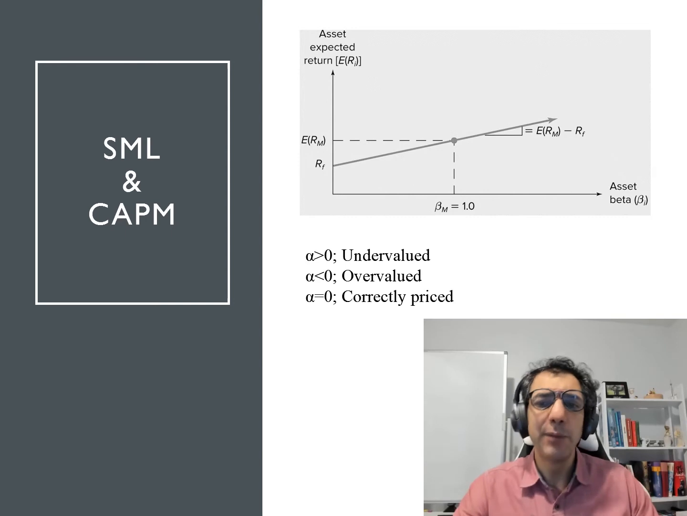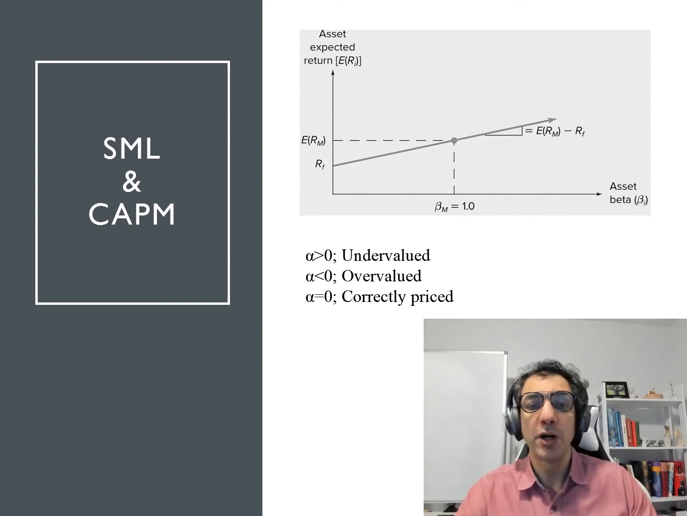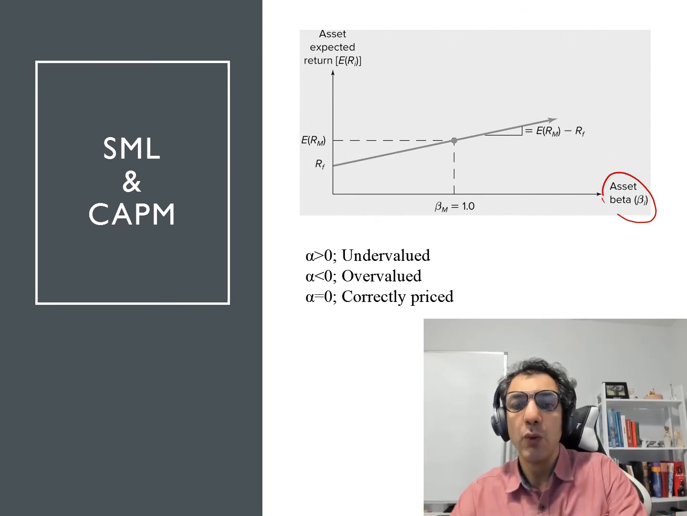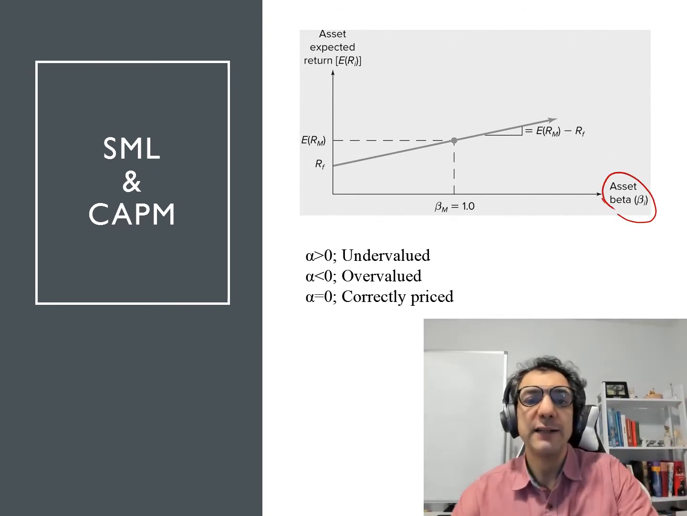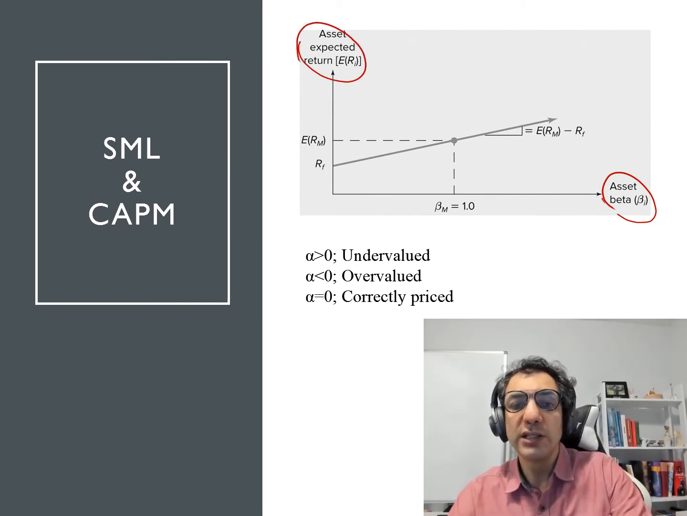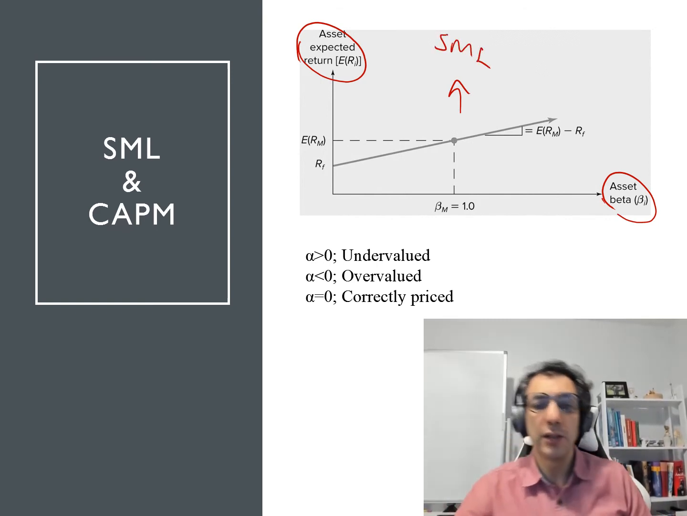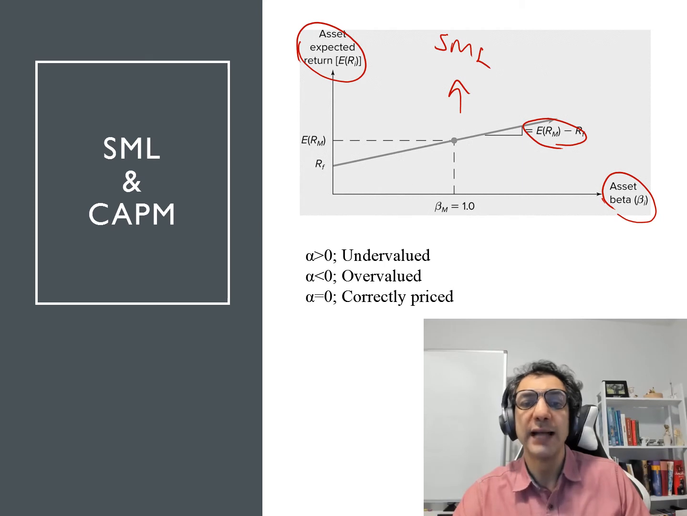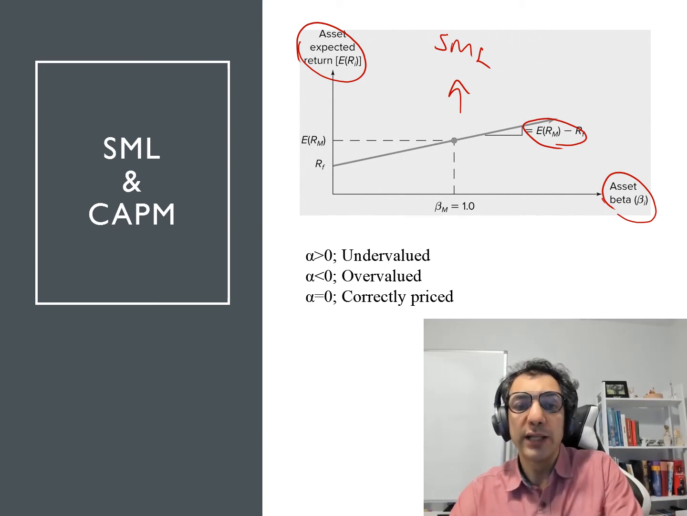So here is an example of the SML or security market line. As you see here, the horizontal axis is showing your beta, which is measuring the systematic risk, and the vertical axis is showing the expected return. So here we have the line. This line is the SML, the security market line. The slope of this line is your market risk premium, which is the expected return on the market minus the risk-free rate. We know the market has a beta of 1, and based on that, this is the expected return for the market.